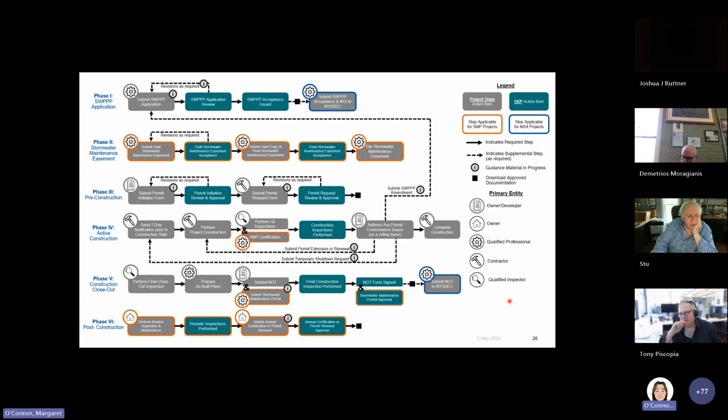And just one thing to consider here, the qualified inspector is designated by the developer. That could be an owner developer or developer, but the qualified inspector is designated and hired technically by that person, reports to that person. The qualified professional is the person who's going to certify the stormwater management practices, most likely a professional engineer if the practices required any type of engineering.